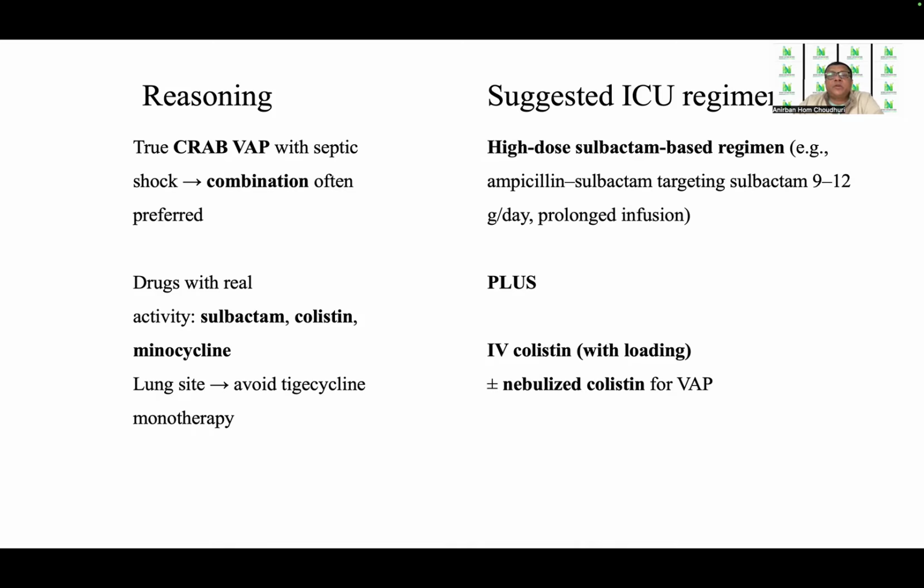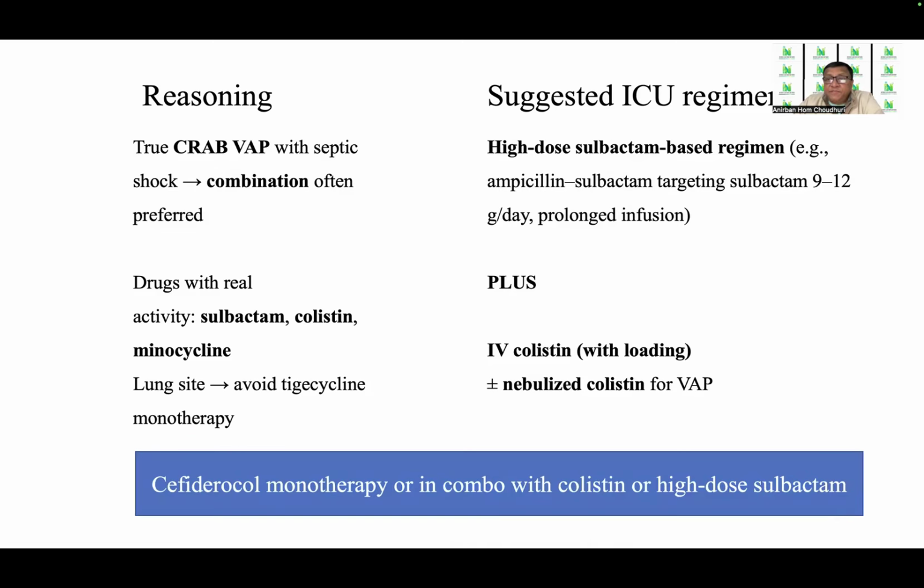And therefore, the suggested ICU regime would be a high dose sulbactam based regime, including ampicillin-sulbactam, but targeting sulbactam to the tune of 9 to 12 grams per day, along with prolonged infusion, plus IV colistin with loading, along with nebulized colistin for VAP. Although nebulized colistin for VAP is less often used nowadays, there are evidences to support its use in such cases. When cefiderocol becomes available, or if it is available, then cefiderocol monotherapy or in combination with colistin or high dose sulbactam can be preferred.